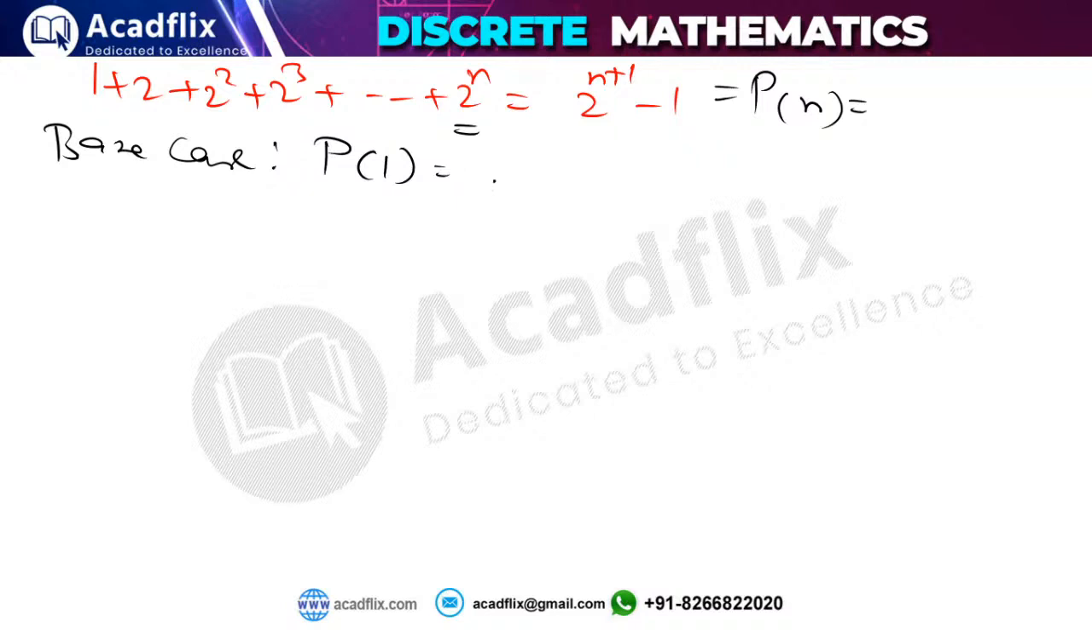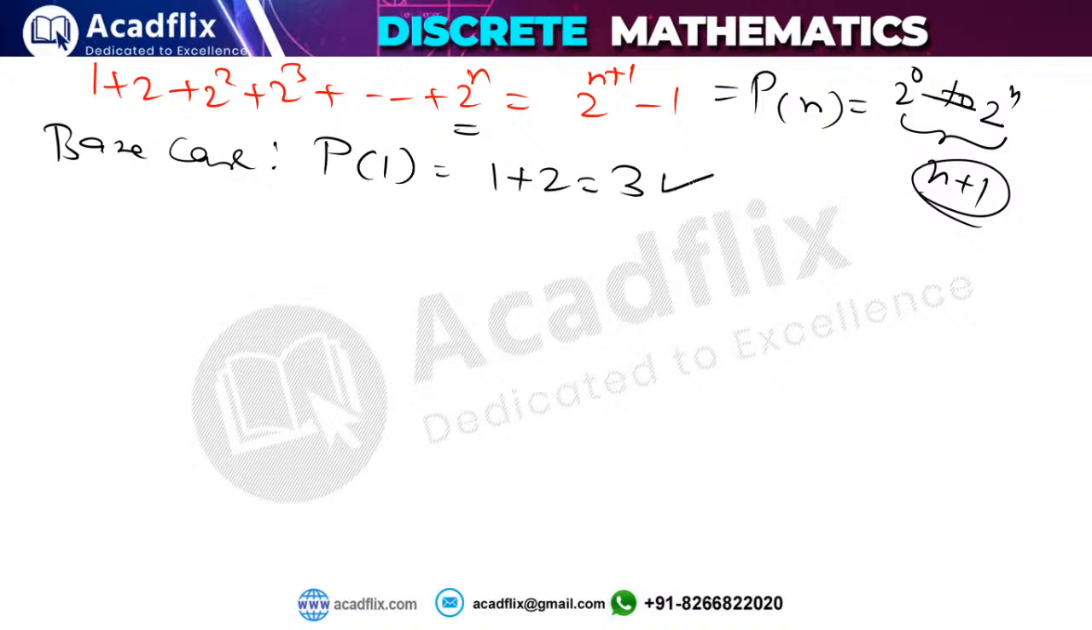What is P1? Pn is nothing but the sum from 2 power 0 to 2 power n. So how many terms are there? Total n plus 1 terms are there. Now what is P1? P1 means n is 1. You are replacing this n with 1. So how many terms will be there? 2 terms will be there. So you will get 1 plus 2. This is 3.